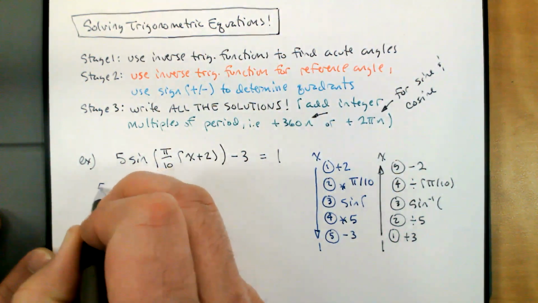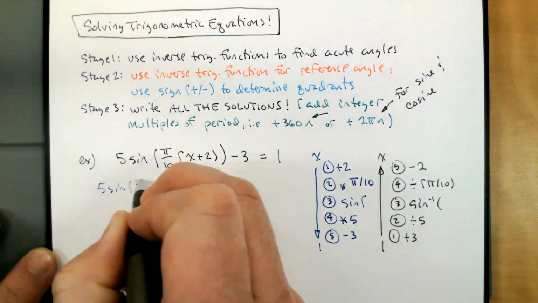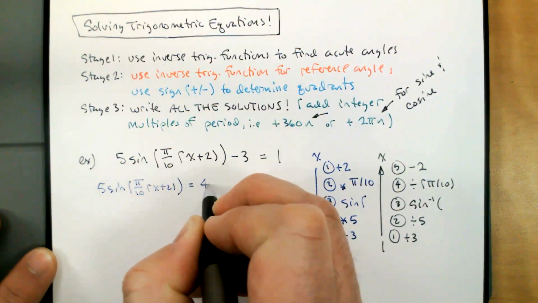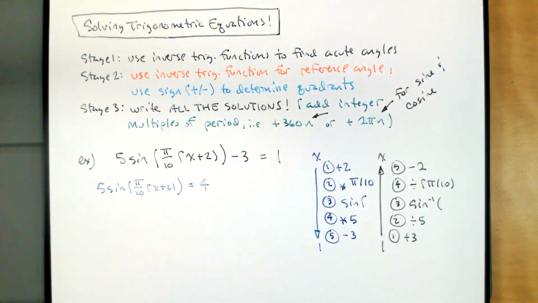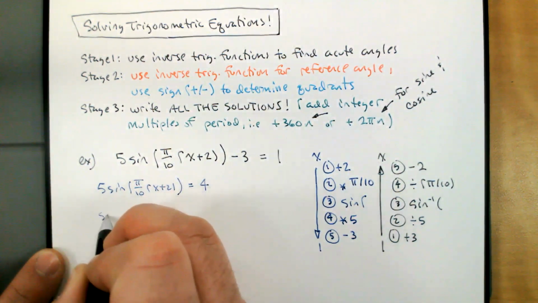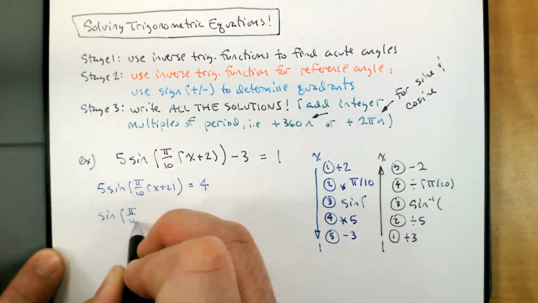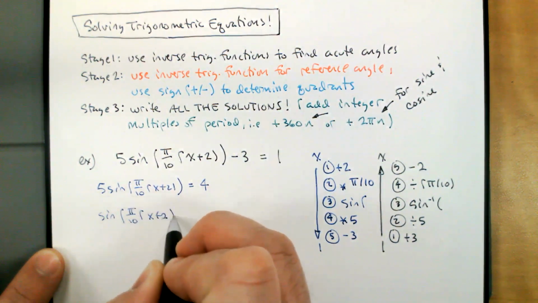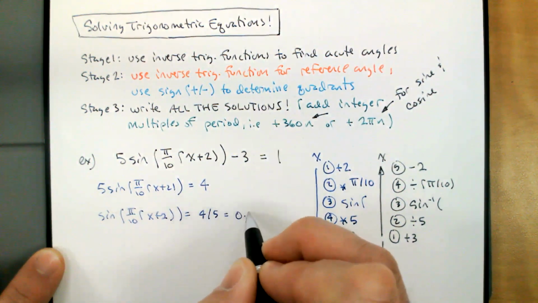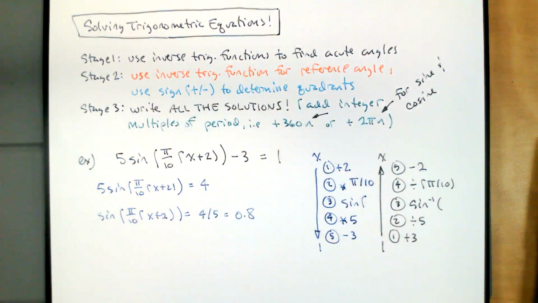And so our equation is going to look like 5 times the sine of pi over 10 times x plus 2 equals 4. First thing, we'll add 3 to both sides. 1 plus 3, 4. Next up, we'll divide by 5. So that we'll have sine of pi over 10 times x plus 2 is equal to 4/5. I'm about to grab my calculating machine, so I'll just put that as 0.8.